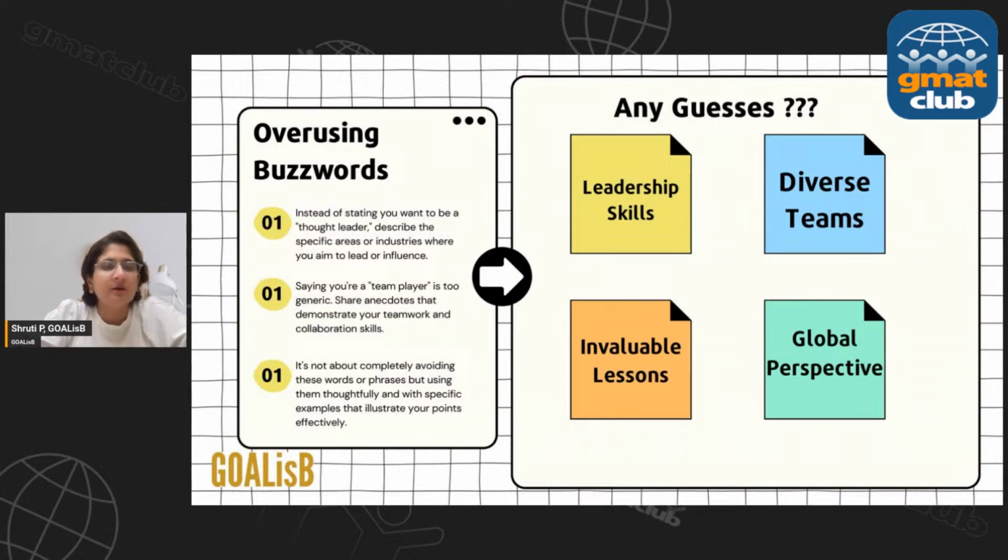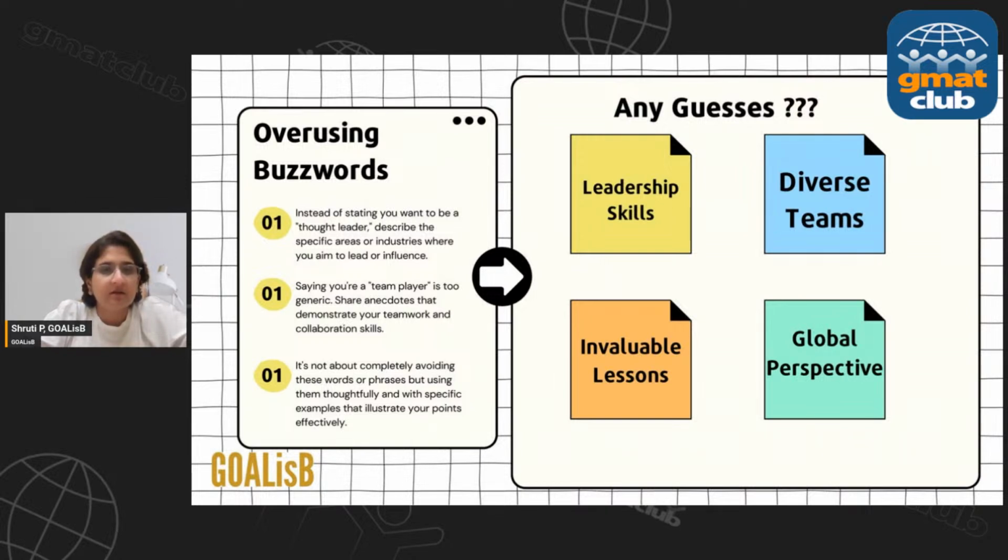So let's say you want to become a thought leader. What is the specific area of expertise that you bring to the table? Is there an industry where you have an expertise or you want to lead in the future? That would make it more specific. Saying that I am a team player and I am a learner and I have been learning all of this, I have got profound insights. These are all buzzwords that we hear and read day in and day out.